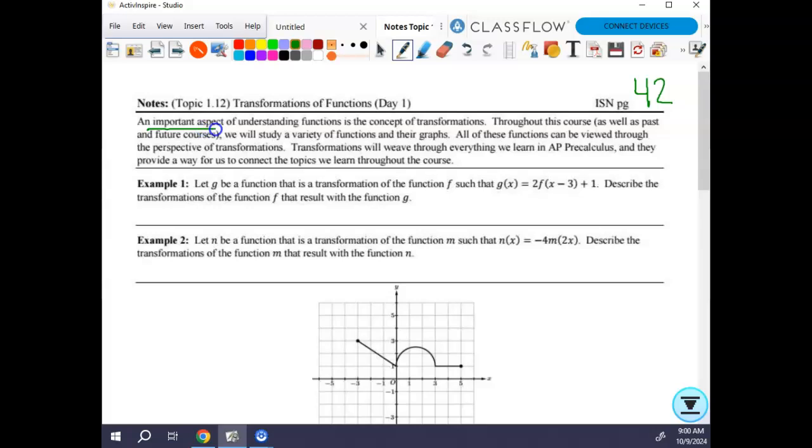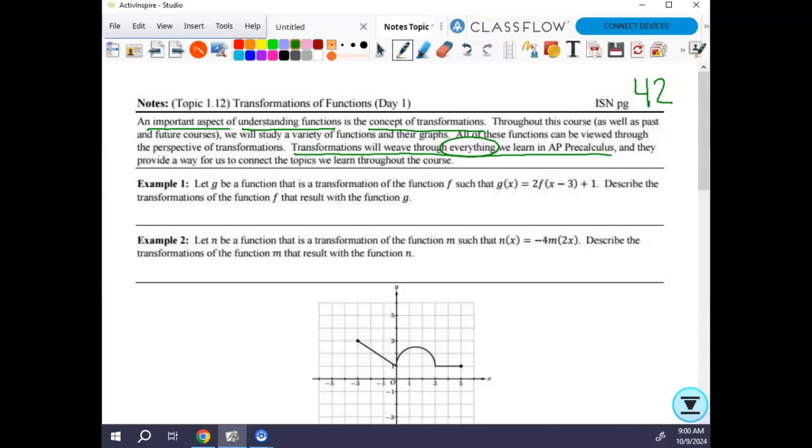An important aspect of understanding functions is the concept of transformations. Throughout this course and your past courses, we've looked at functions and their graphs. They can all be viewed through the perspective of transformations. Transformations will weave through everything we learn in AP Pre-Calculus. Okay, so they're not going away. We need to understand how they work and how they affect our functions.